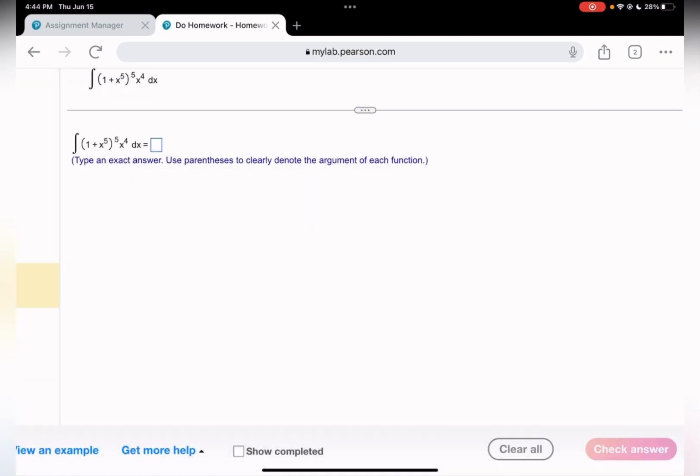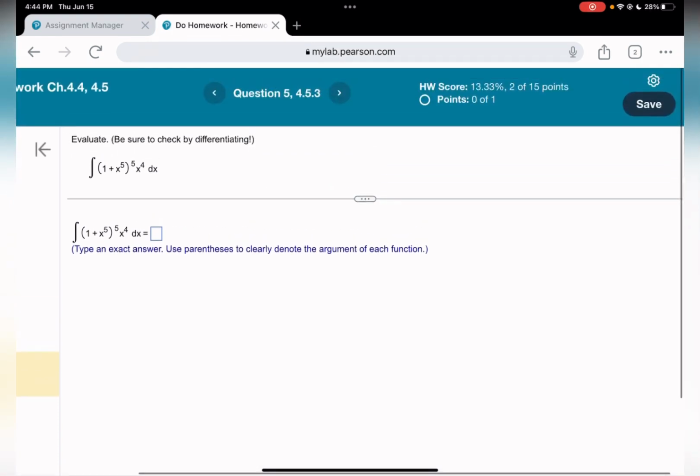Good job. That was question number 4. Now we are solving question number 5. Okay, how are we going to solve this one? We're going to solve it exactly the same way, from what I see. Let me take the picture of this one.